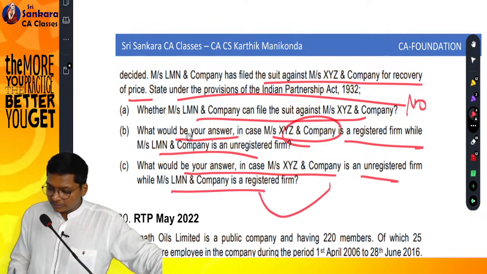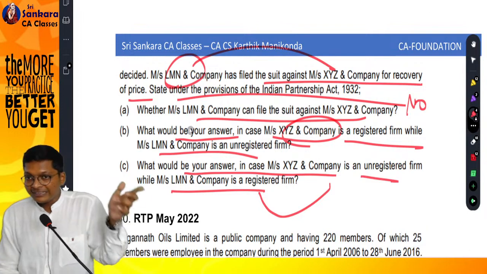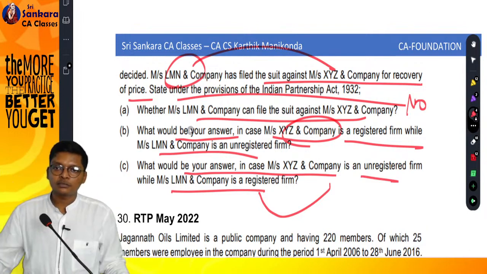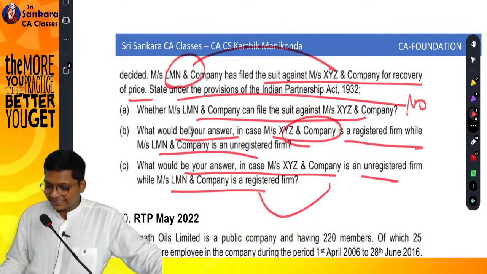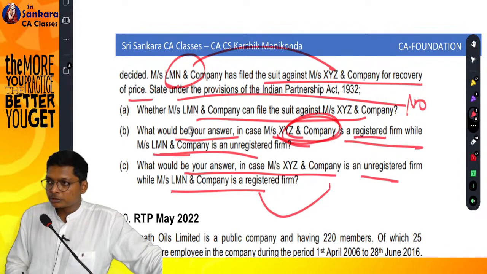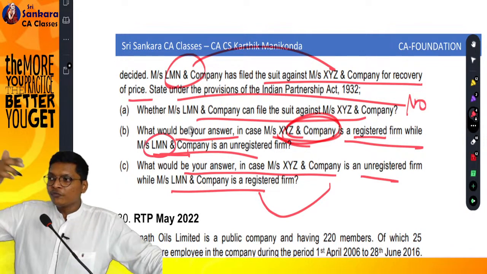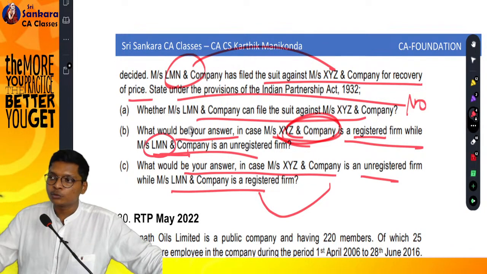What would be your answer if XYZ is unregistered, LM is registered? Can sue. LM wants to file suit. Whoever is registered, law can see them only. So in the second case, XYZ is registered, but LM is not registered. So LM is wanting to file a suit. When you go to file a suit in court, court will tell, I can't see you.